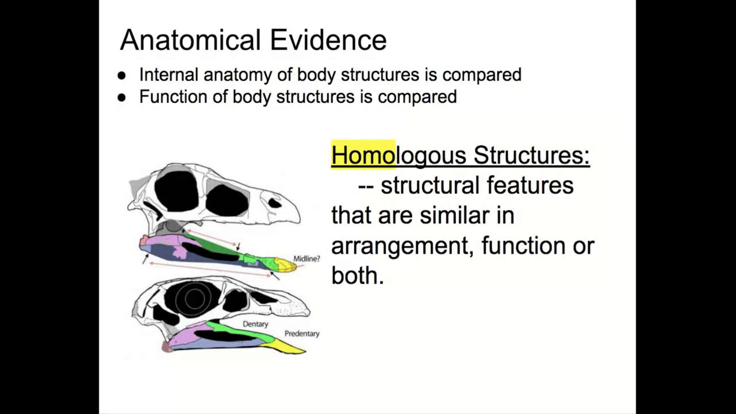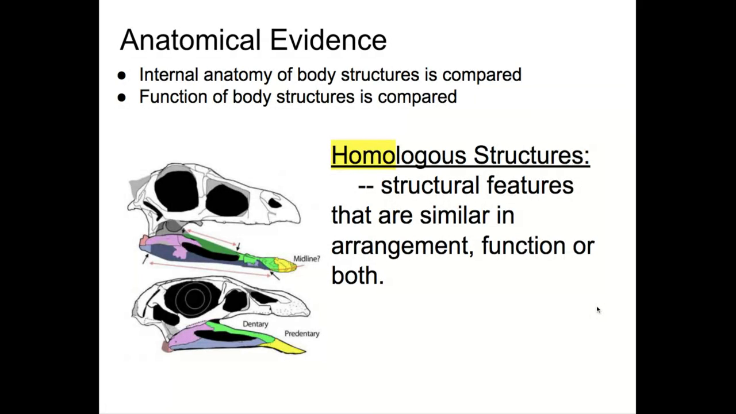Anatomical evidence is evidence of internal anatomy of the body structures of organisms that are similar. So they compare the body structures of organisms to look at if they have a common ancestor and how recent their common ancestor is. They also might look at the function of the body structure. So not just what is the structure and how is it similar in shape and in position, but how is it used by the organism.